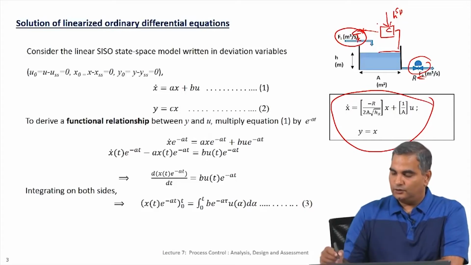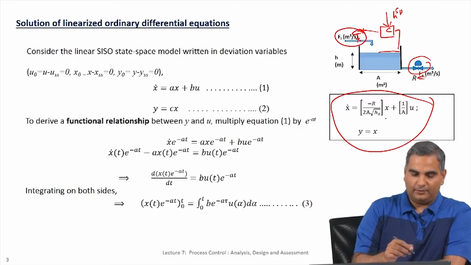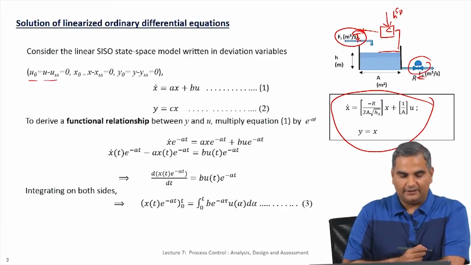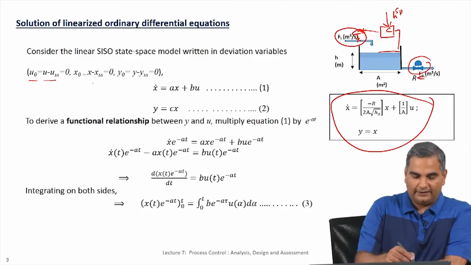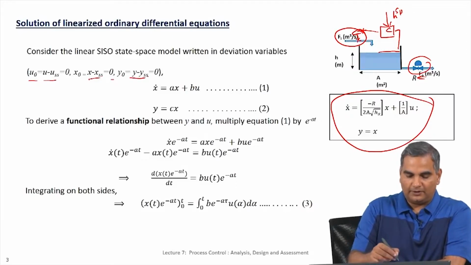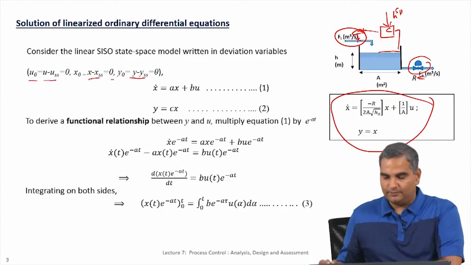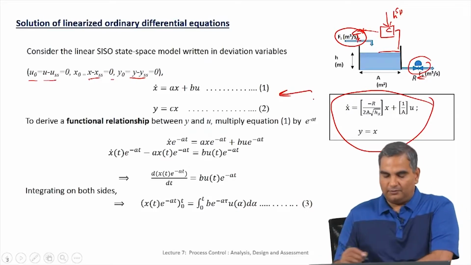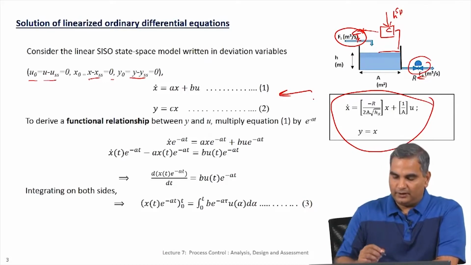If you look at this, we showed that this could be written in the deviation variable form, which basically means I define u as u minus u steady state, so at an initial value it is 0, and x as x minus x steady state, so the initial value is 0, and y as y minus y steady state, so the initial value is 0. And this is of the form we already talked about: x dot equal to ax plus bu, y equal to cx.